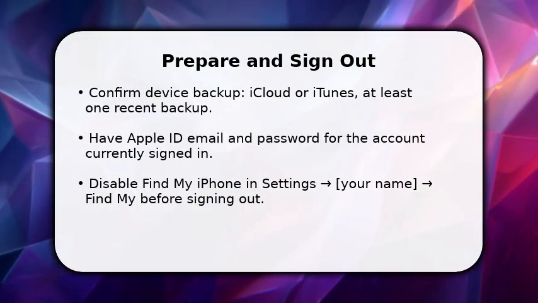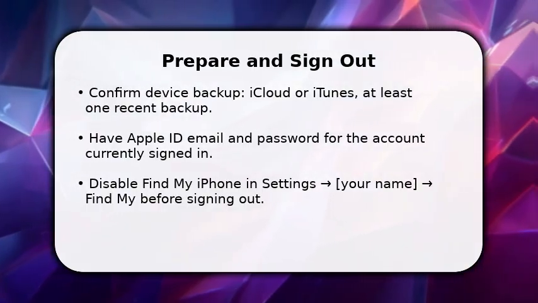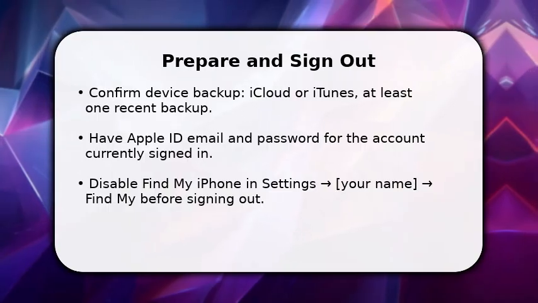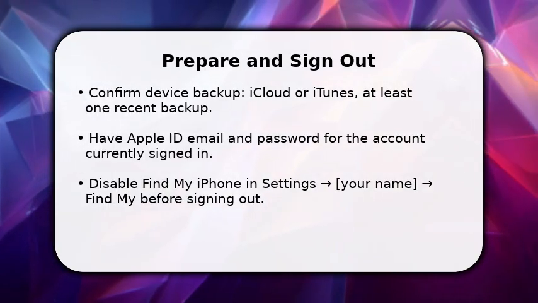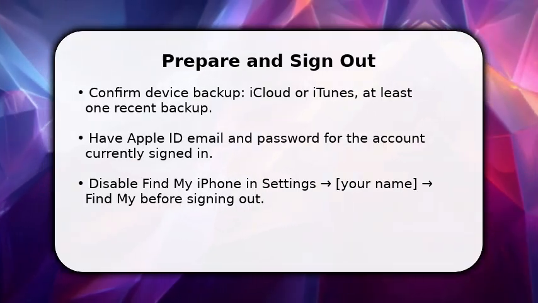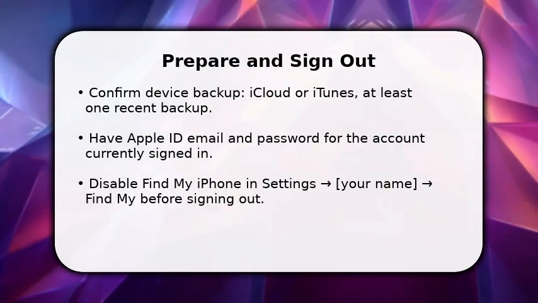You're starting by making sure you can undo mistakes, so back up now to iCloud or to your computer. Once done, open Settings and tap your name. You'll need the Apple ID and password that's currently signed in. Disable Find My iPhone so the account can be removed. Tap Find My, toggle off, and enter the password.